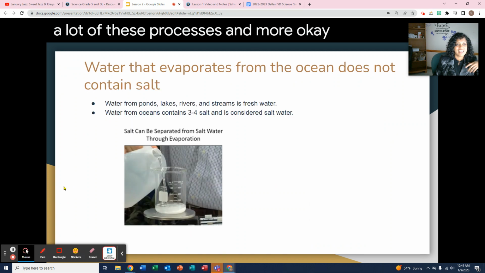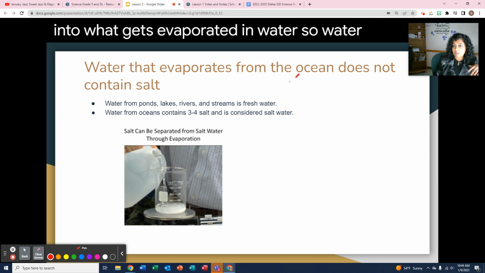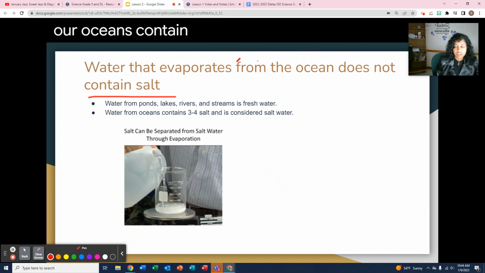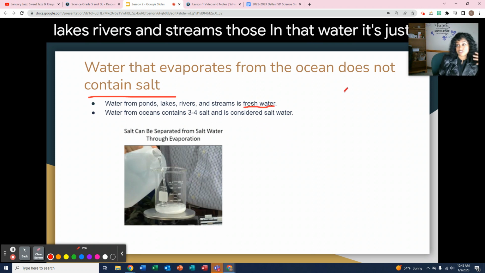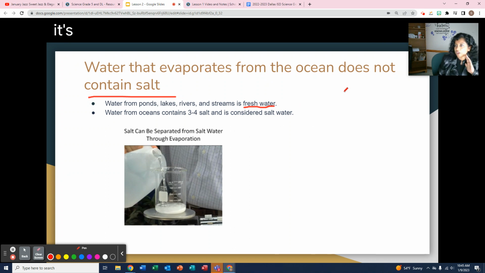Okay, now let's go into what gets evaporated in water. So water that evaporates from the ocean does not contain salt, but our oceans contain salt. There is water from ponds, lakes, rivers, and streams. Those are all fresh water, which means there's no salt in that water. It's just fresh water. There's no salt. It's just pure water.